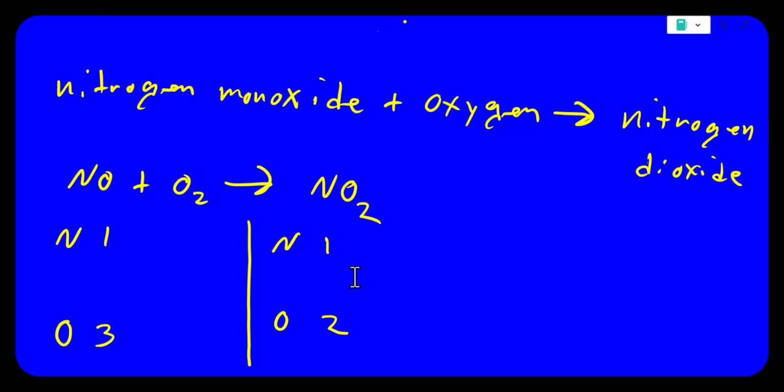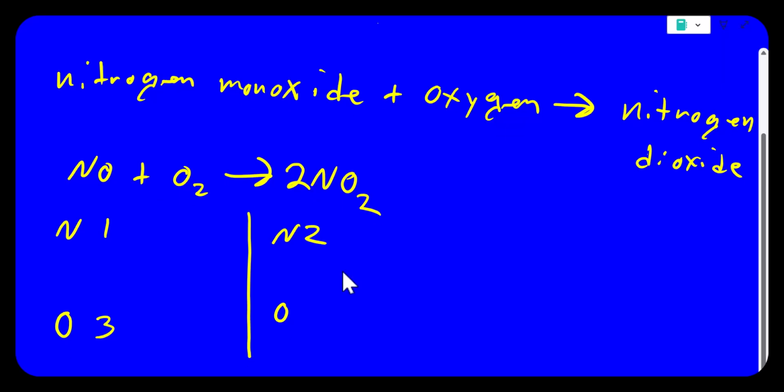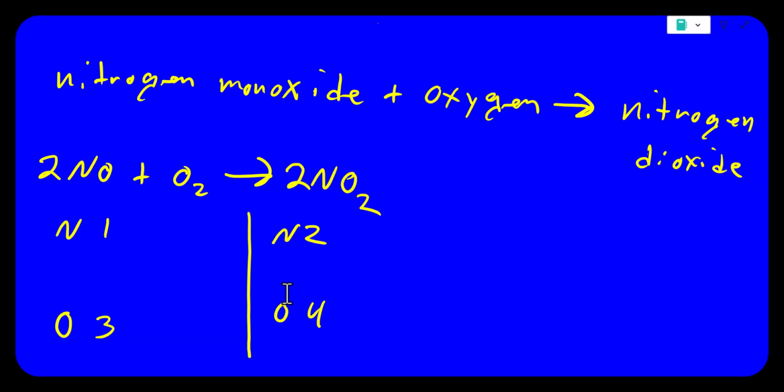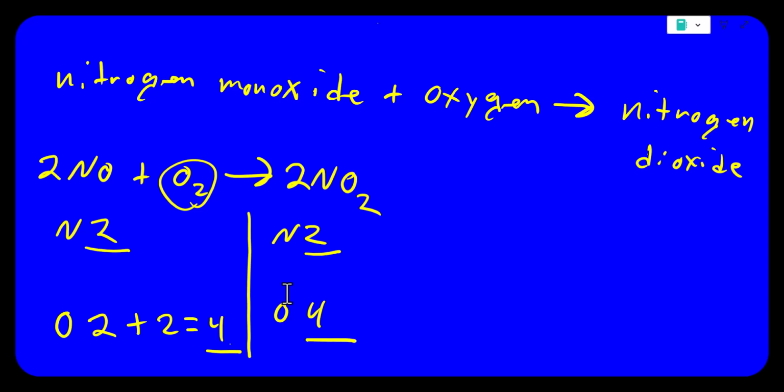If we put a coefficient of 2 on nitrogen dioxide, we can distribute that out, and we would arrive at 2 nitrogens and 4 oxygens. Going back to the reactant, we can balance this by putting a coefficient of 2 in front of nitrogen monoxide. We can distribute that out, and that would give us 2 nitrogens and 2 oxygens plus the diatomic oxygen right here, and that would give us 4 oxygens. So on the reactant side we have 2 nitrogens and we have 4 oxygens. On the product side we have 2 nitrogens and 4 oxygens. So the equation's balanced.